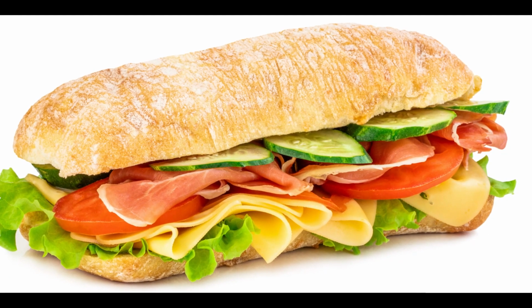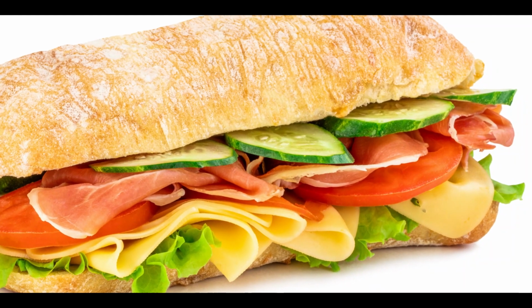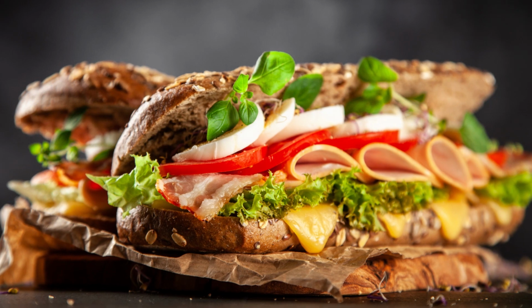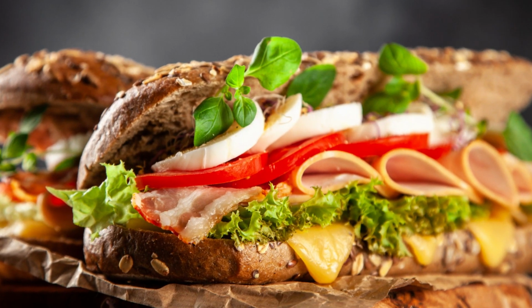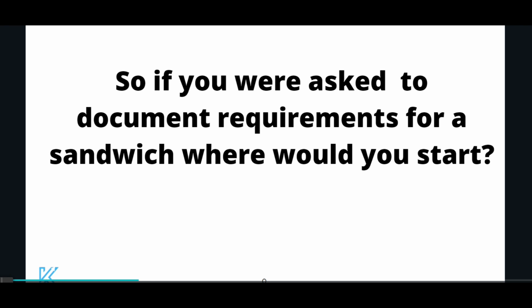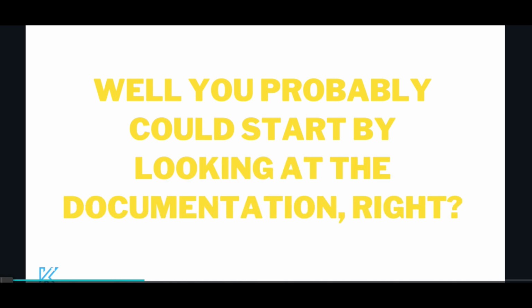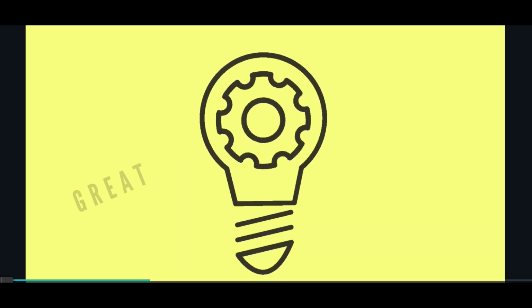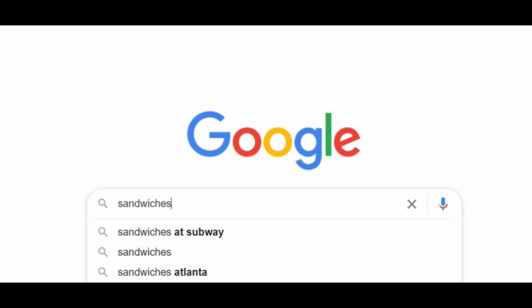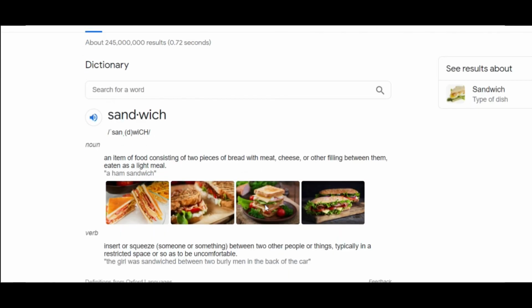Let's take the Subway sandwich example. Let's say you got a task to write requirements for a sandwich and you have no idea what a sandwich is. How to document requirements for something you have no idea about. So if you were asked to document requirements for a sandwich, where would you start? Well, you probably could start by looking at the documentation, right? Great idea. So you go on to Google and search up the definition of a sandwich. And what do you know? Google has an answer. And so you find the definition there.